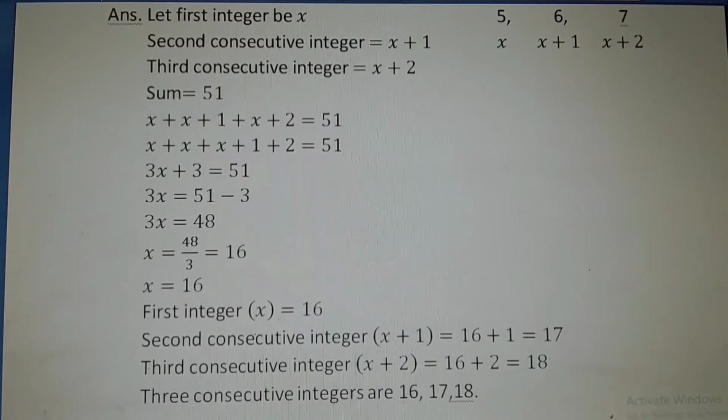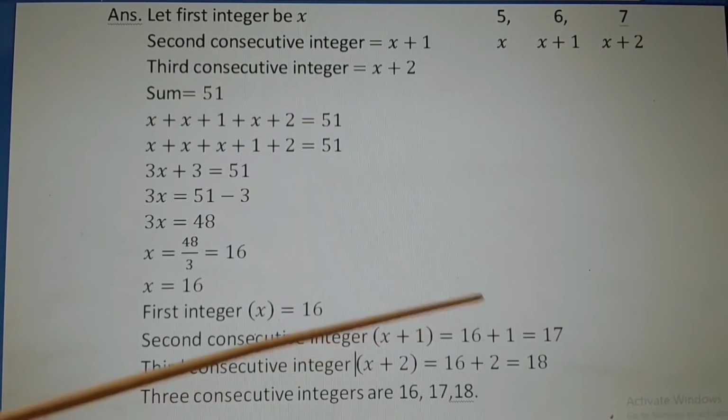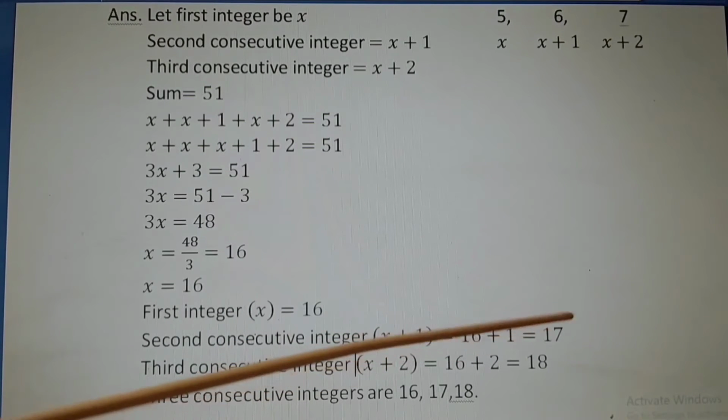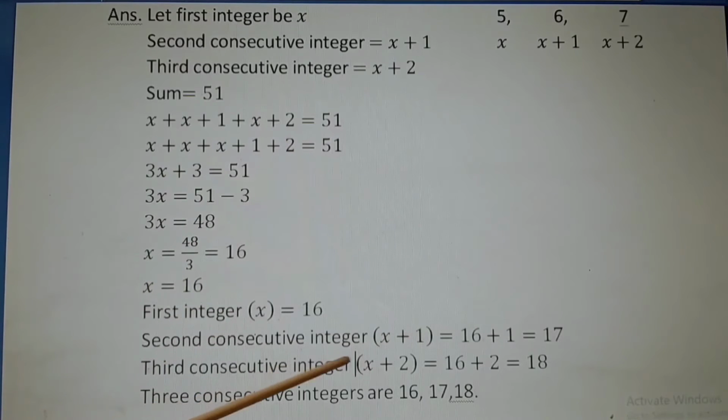What was to be found? We have to find the first integer, second consecutive integer, third consecutive integer. That is, the first integer x is equal to 16. Second consecutive integer x plus 1. Substitute the value of x here: 16 plus 1 equals 17. Third consecutive integer x plus 2. The value of x is 16, so 16 plus 2 is 18. That is, the 3 consecutive integers are 16, 17 and 18.